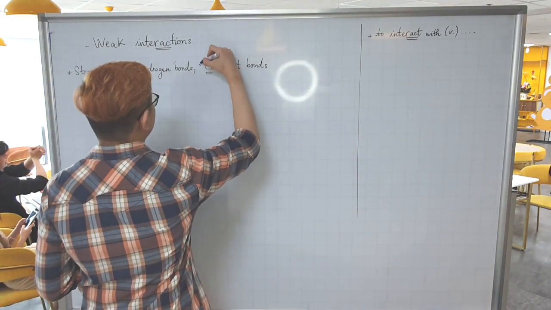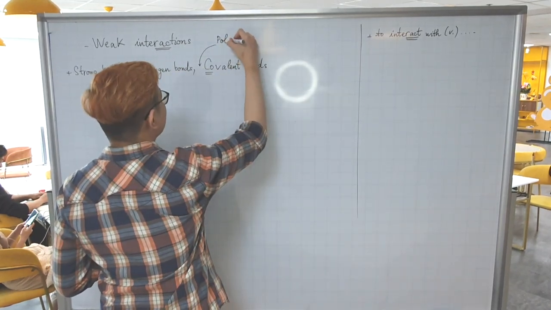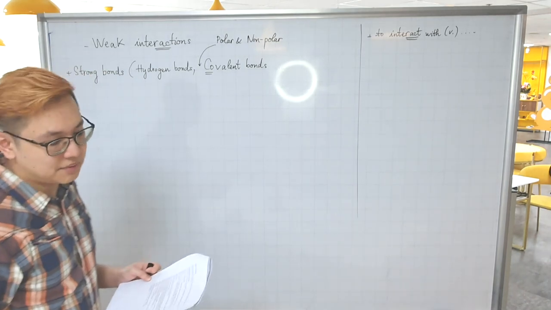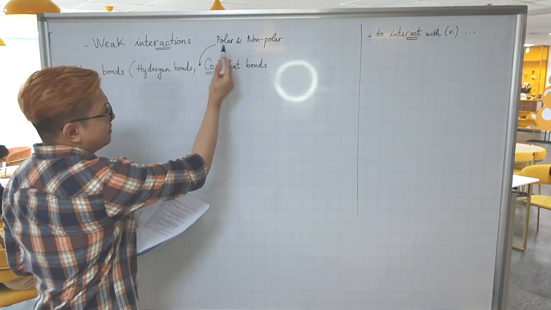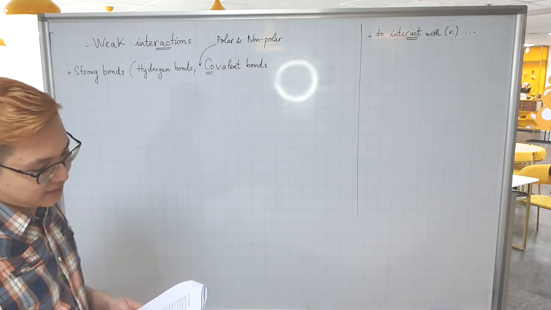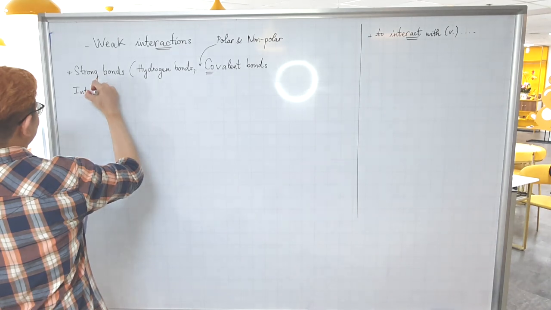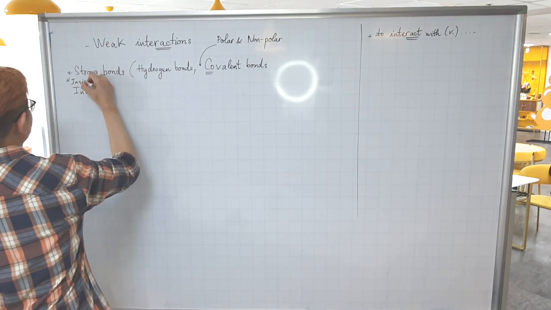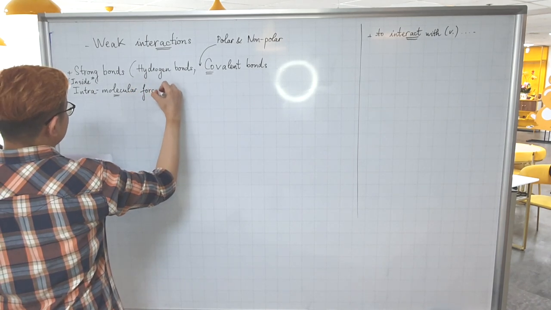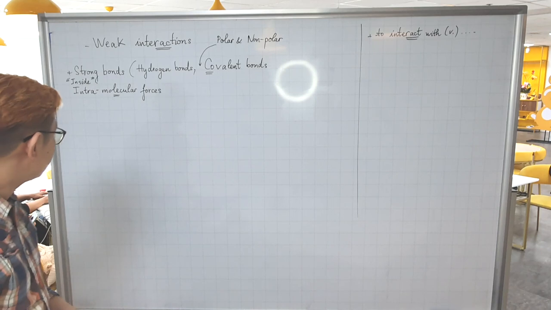We should have polar and non-polar bonds. Covalent bonds, polar and non-polar. But that is inside the same molecule. We call them intramolecular forces, where intra means inside, the forces within a molecule.